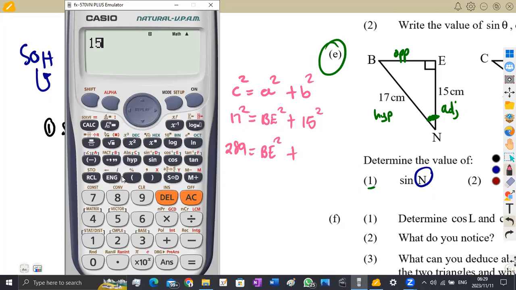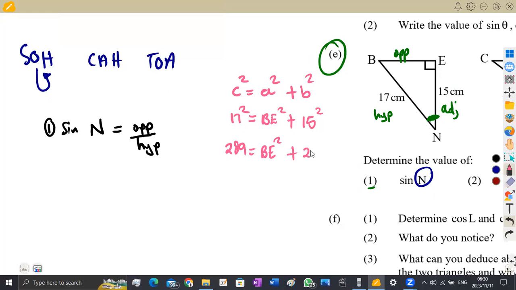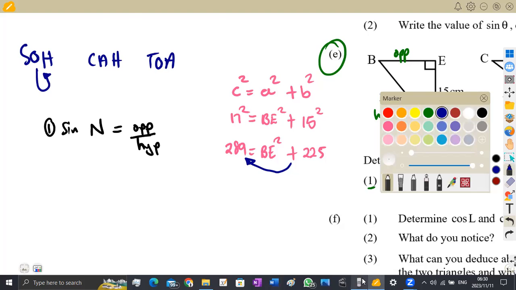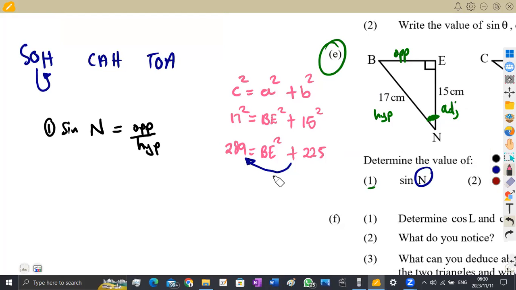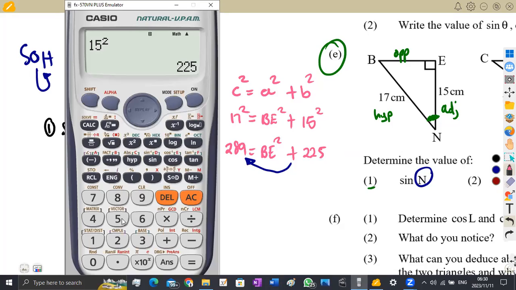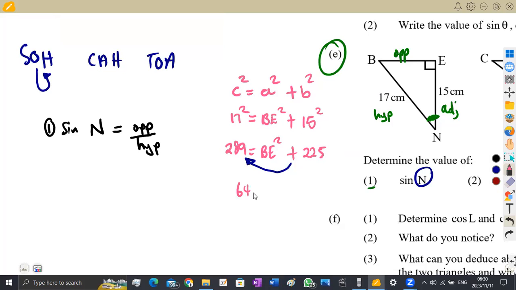which we simplify. 15 squared, that is 15 to the exponent of 2, which is 225. So this will be 225. We can transpose this to the other side so that it becomes a negative, so we are going to subtract in that manner. 289 minus this 225 is going to give us 64. So that's 64 is equal to BE squared.